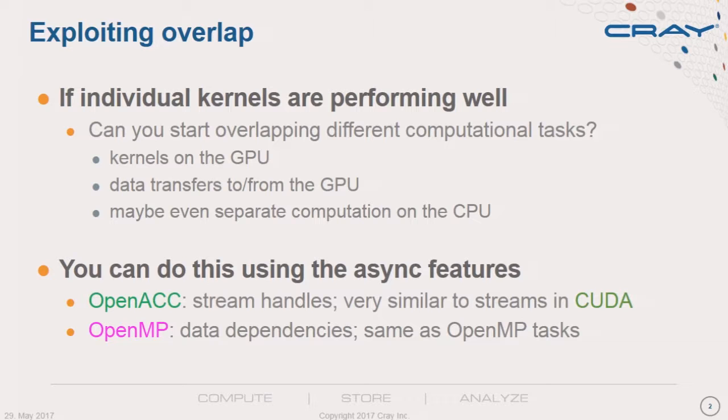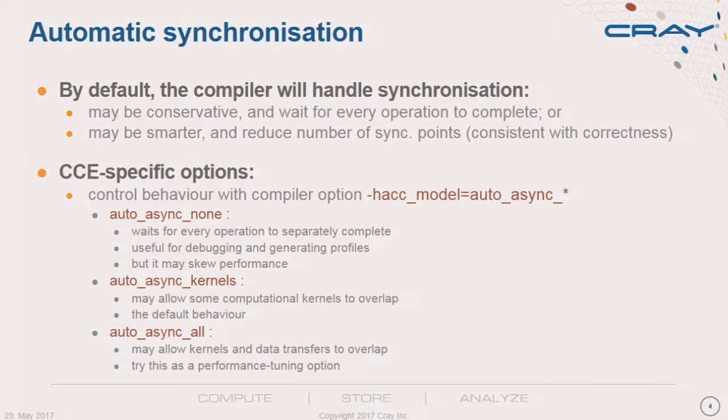There are different names for that. In OpenACC, it's called streams. With OpenMP, we say we do data dependencies, but at the end, it's very similar to the so-called CUDA stream. So we have different tasks we want to schedule, or we want to process in parallel.